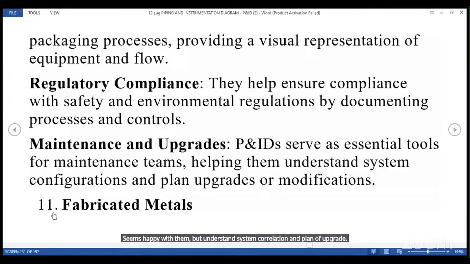modification. The fabricated metal. This one had to do with both of them. That's what I'm talking about. This is fabricated metal, right?